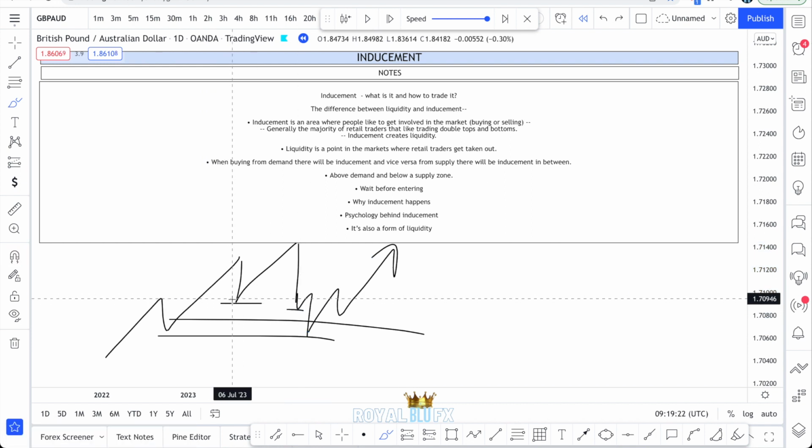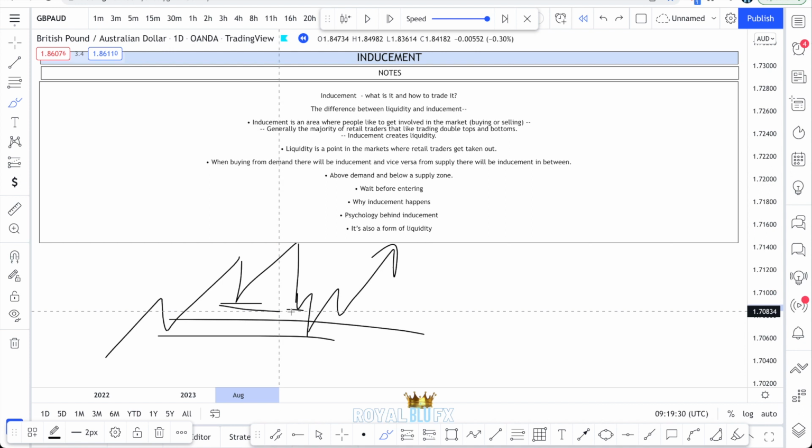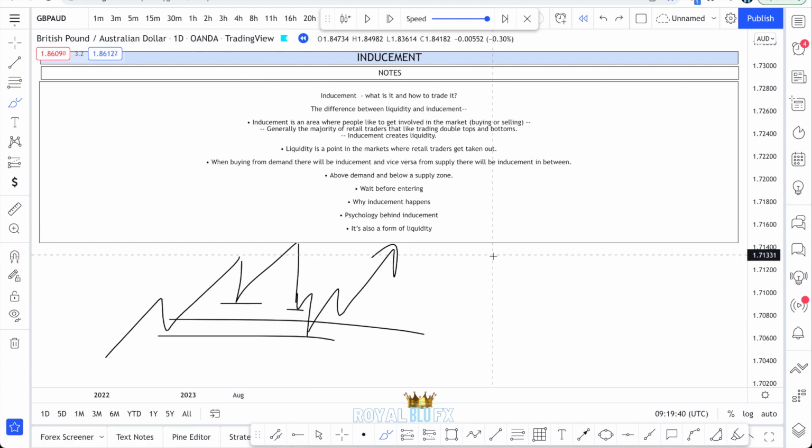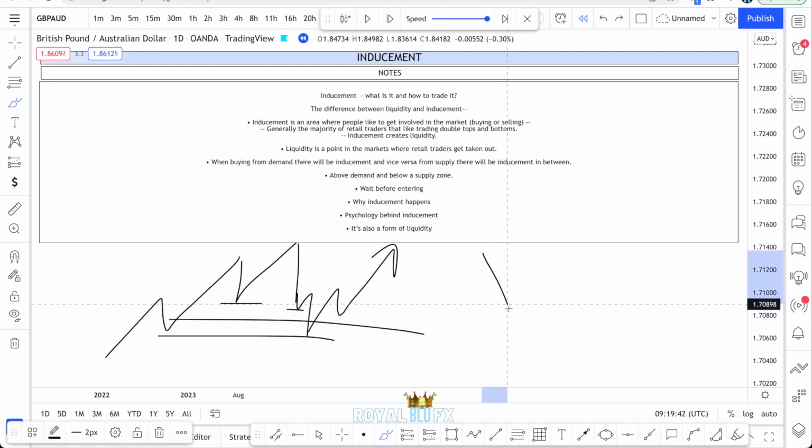Inducement is the area where people are interested in buying way too early or way too late. It's a trick in the market. And then liquidity is the action where people have bought already and have placed their stop losses right below for the markets to only come and take them out. Very easy to understand. Same thing goes for the sellers.